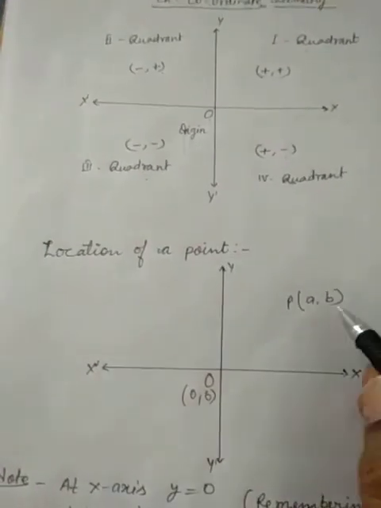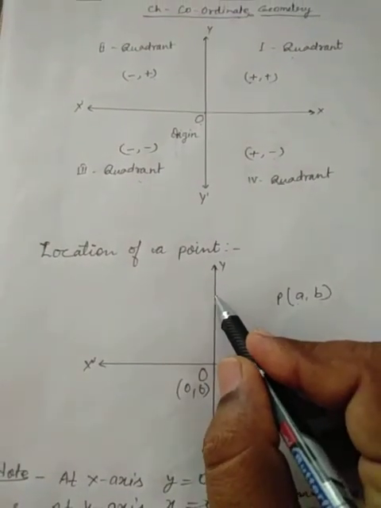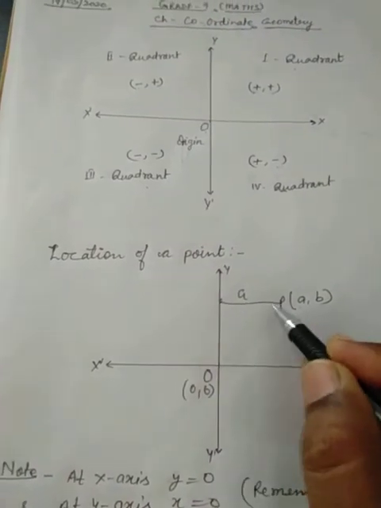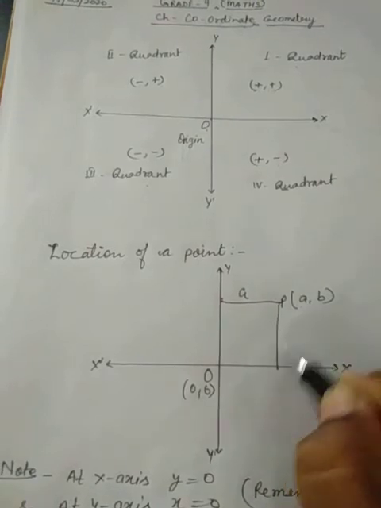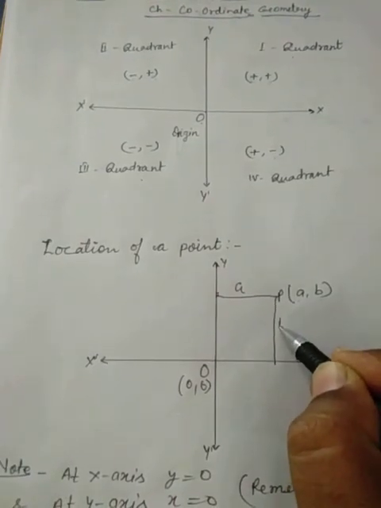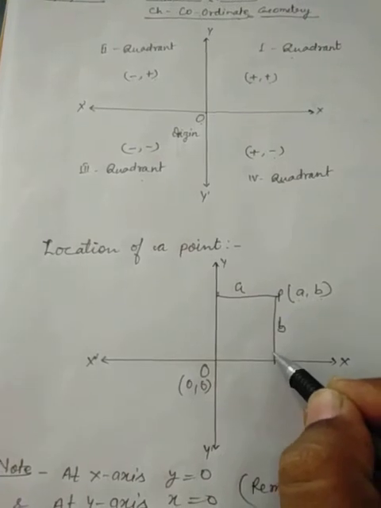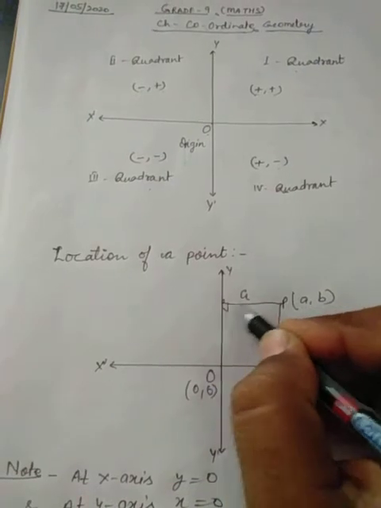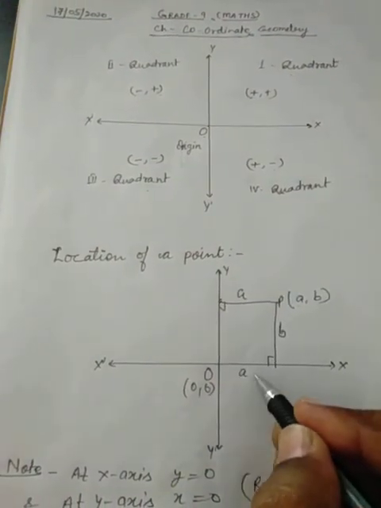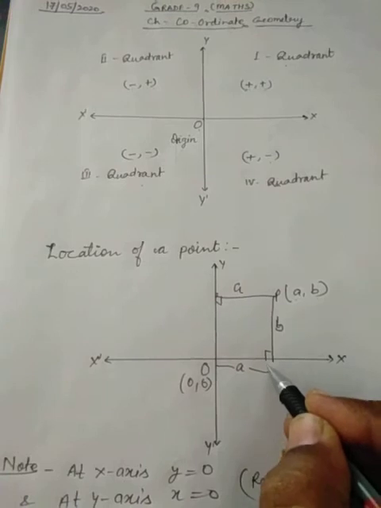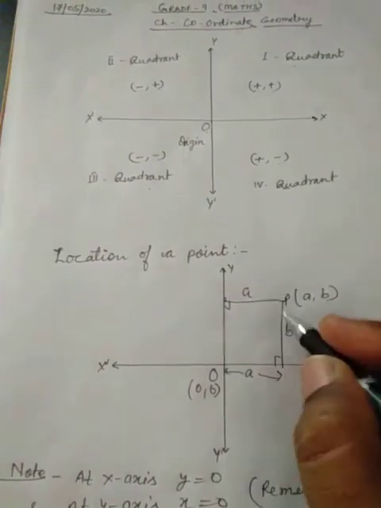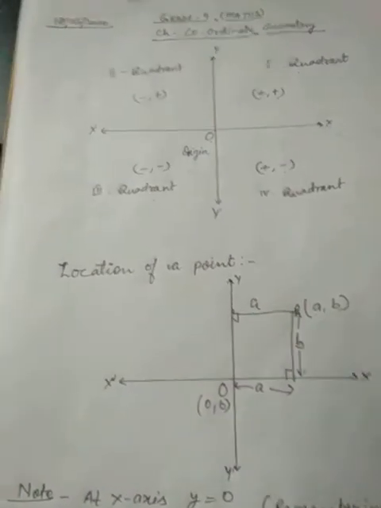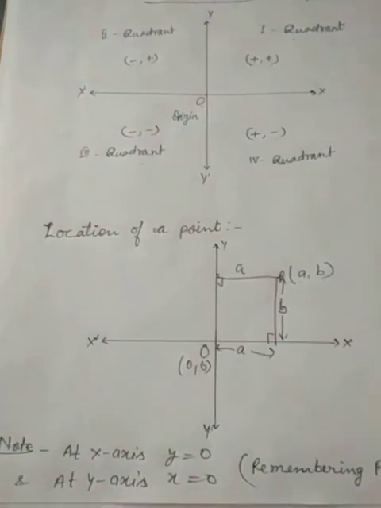And as I told, abscissa means distance from the y-axis. This distance is a, okay, and this distance is b. And distance means we are discussing the perpendicular distance, right? If this is a, this is also, you may say, a. Got it? And similarly, this distance is b. This is the way to locate a point.